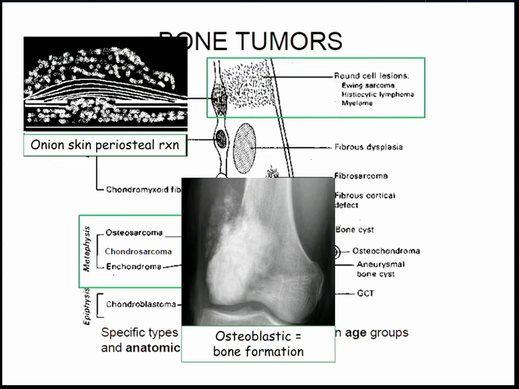So Ewing is going to have some calcification too, but it's going to be periostitis associated with onion skinning, as opposed to the blastic bone formation, that sunburst pattern, osteoblasts of osteosarcoma in the area of the metaphysis. It's in the metaphysis because osteosarcoma in kids wants to happen in areas of rapid bone growth.